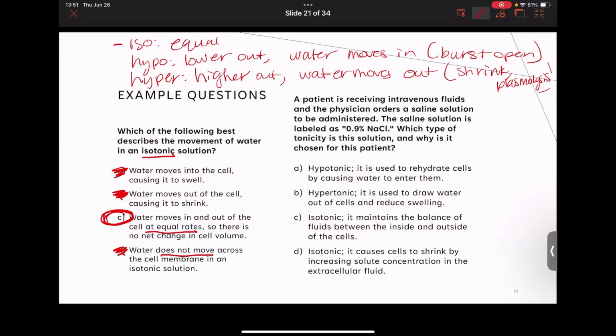Next question, a patient is receiving IV fluids and the physician orders a saline solution to be administered. The saline solution is labeled as 0.9% sodium chloride. Which type of tonicity is this solution and why is it chosen for the patient? In order to make sure that our patient is hydrated as we are expecting, this should be an isotonic solution. It maintains the balance of fluids between the inside and outside of the cells. We're not causing cells to shrink. We shouldn't be causing them to draw in too much water or release too much water.